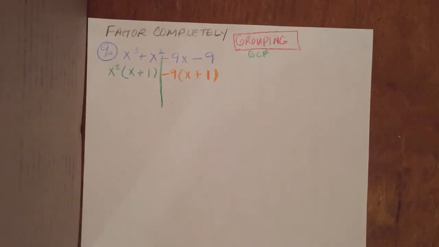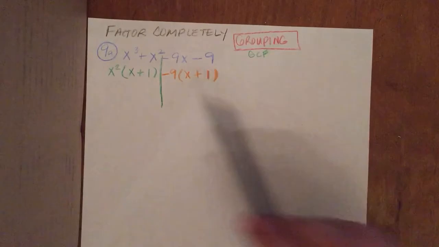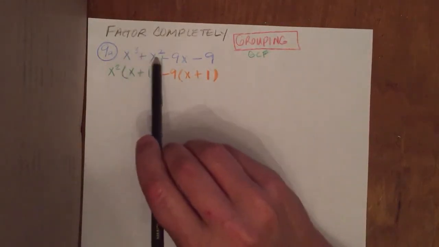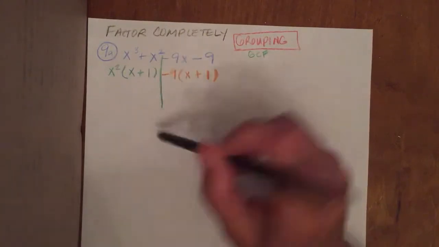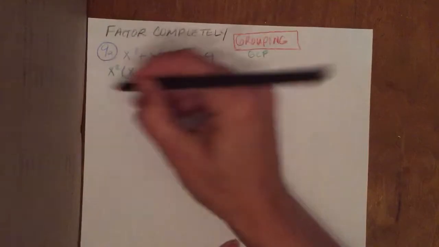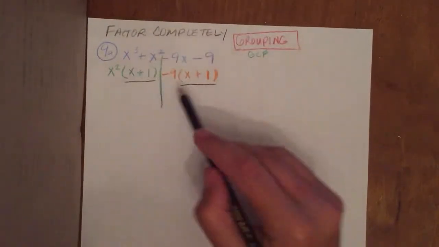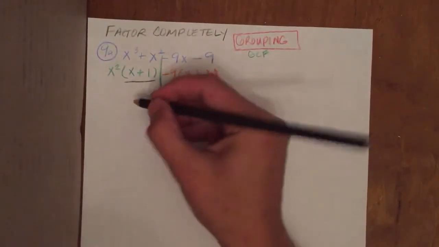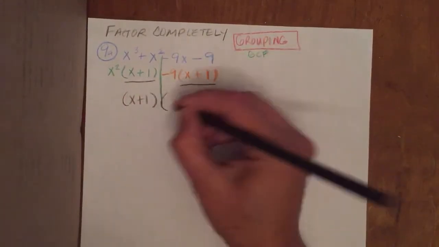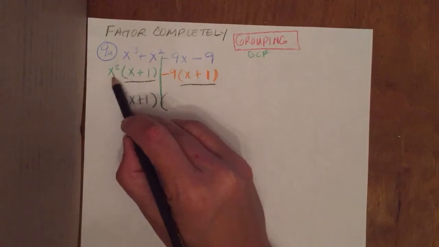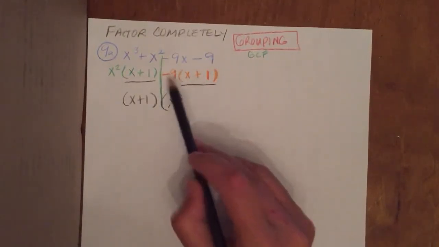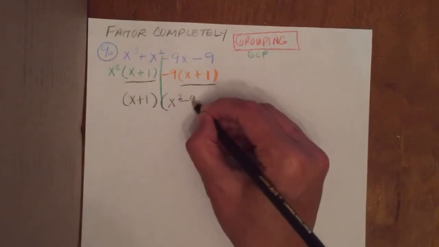So I'm going to follow the same principle I just used here, where I took the common factor out of this group and then I took the common factor out of this group. I am now going to take the common factor out of this group. Both of these terms have an x plus 1 in them, so I'm going to factor out an x plus 1. And when I factor out x plus 1 from this expression, it leaves me with x squared. And when I factor out x plus 1 from this expression, it leaves me with minus 9.